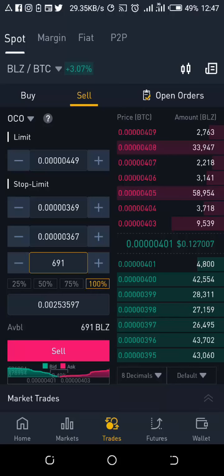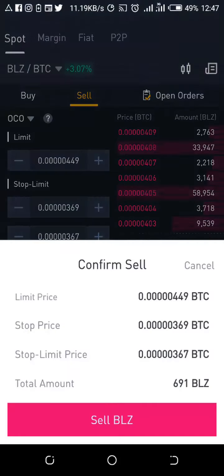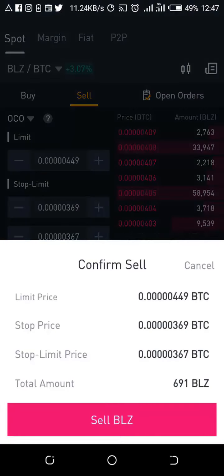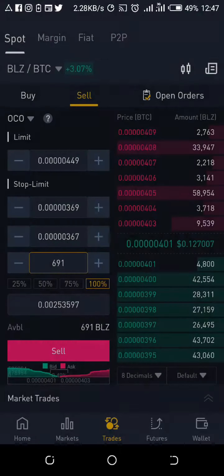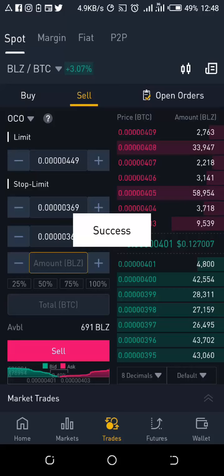So in this case, we have made the entries. So we go ahead and click the sell button. The confirmation says limit price is 449 Satoshi, stop price is 369 Satoshi, and also the stop limit price is 367 Satoshi. Then the total, we are selling the 100% of our BLZ, which is 691 BLZ. So we click on what? Sell BLZ. Alright, so success.